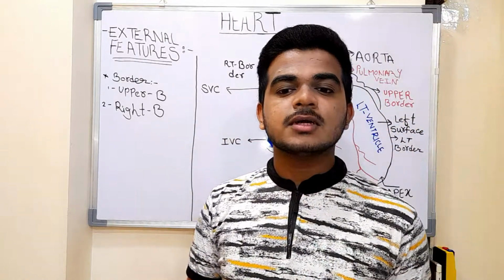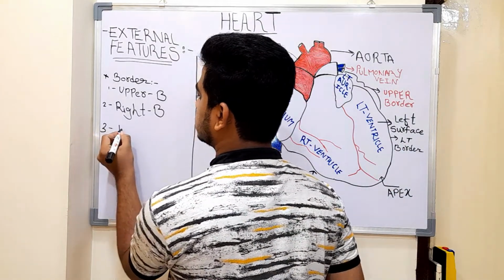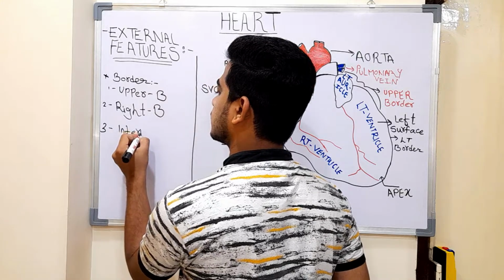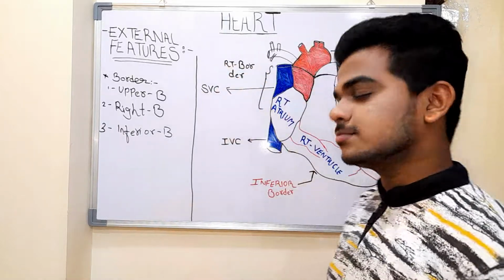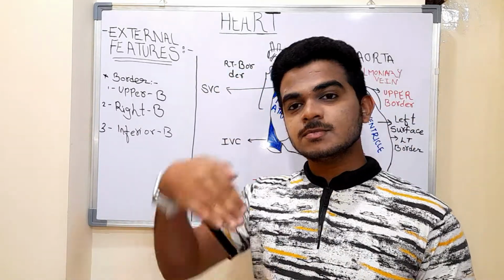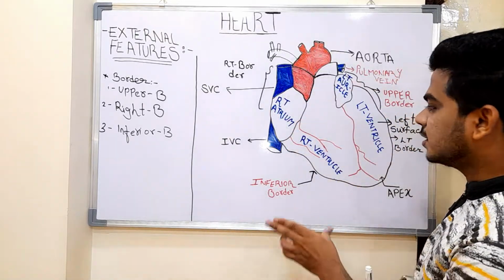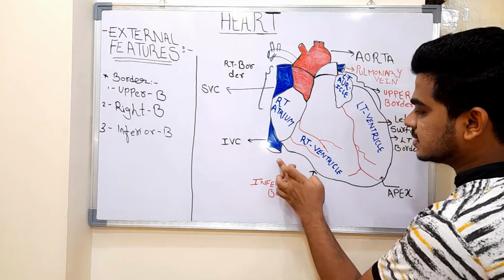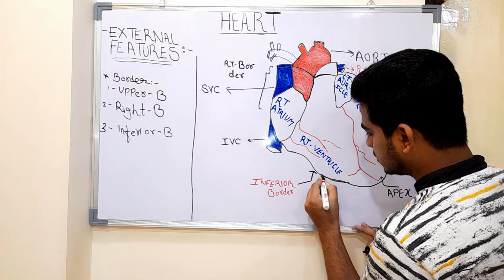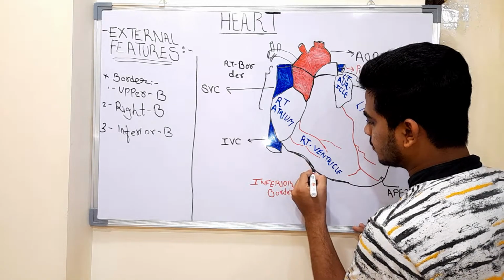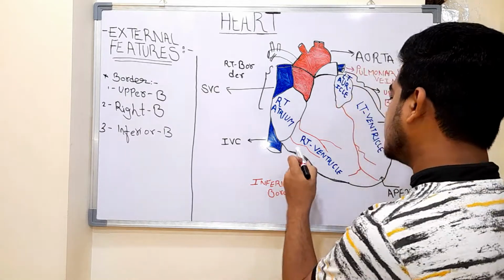The third border is the inferior border. Inferior means downside, below. Pay attention here. This is the inferior border. I am highlighting this portion. The inferior border is totally formed by the right ventricle.